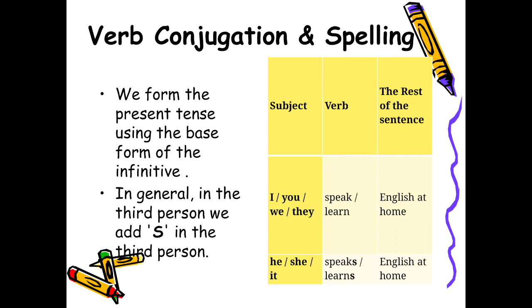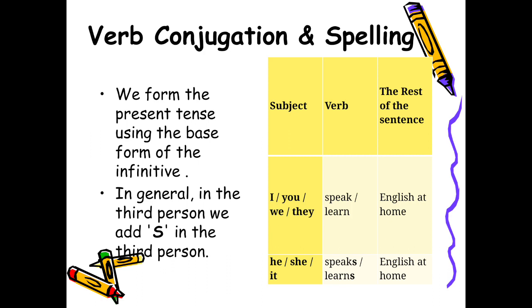But when you are speaking with the third person, that is he or she or it, you will be adding s or es to the base form of the verb. So, I speak English at home. We learn English at home. You speak English at home and you learn English at home.